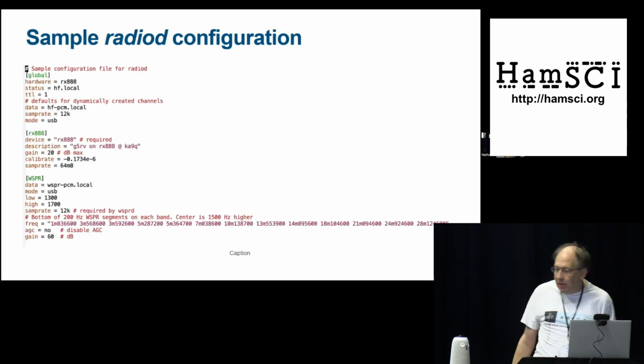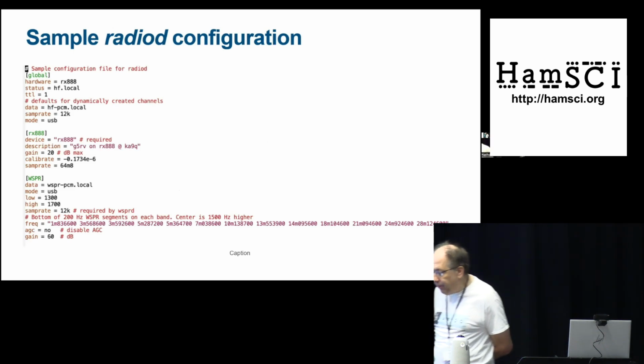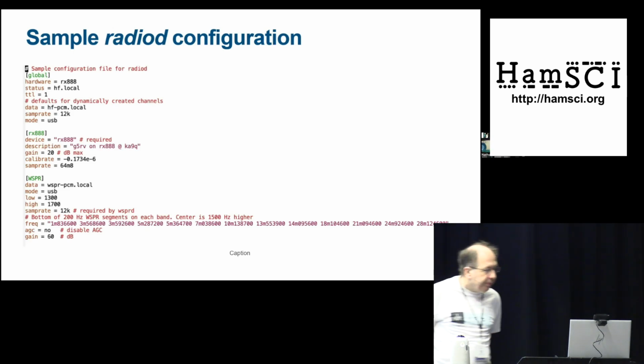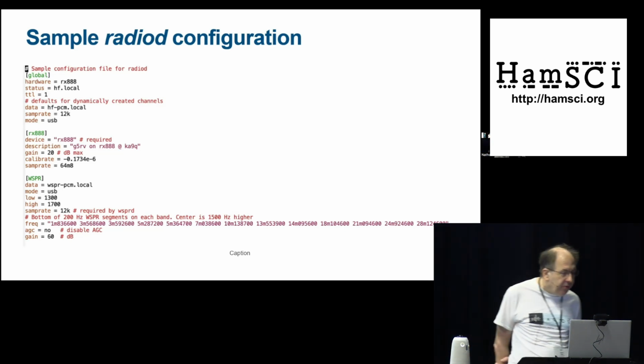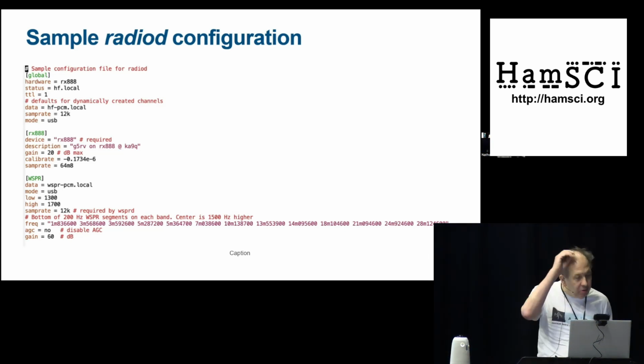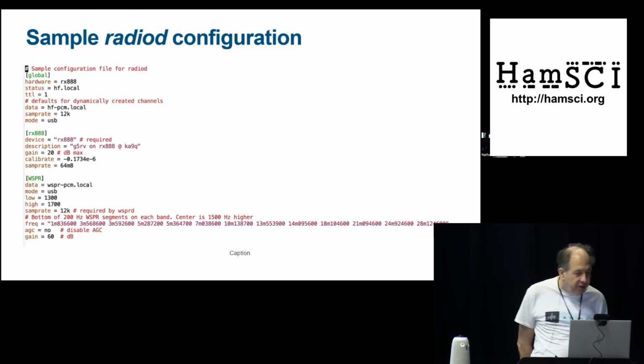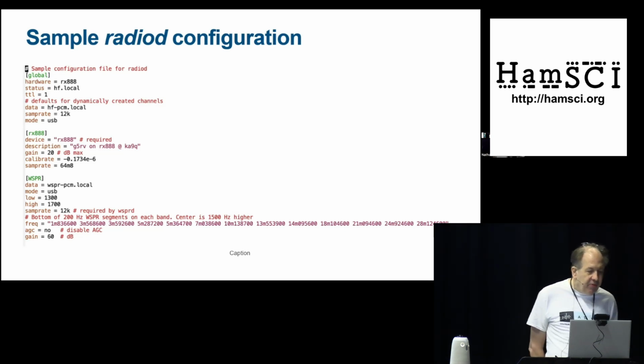This is what a radiod configuration looks like if you really simplify it. There are 3 sections that you have to have. The first one defines the global parameters. It says hardware equals RX888, so that's the front end you're using. It defines the status channel that you speak to it with, where you send it commands, get status responses, and create new channels. The time to live field, TTL, says the time to live.